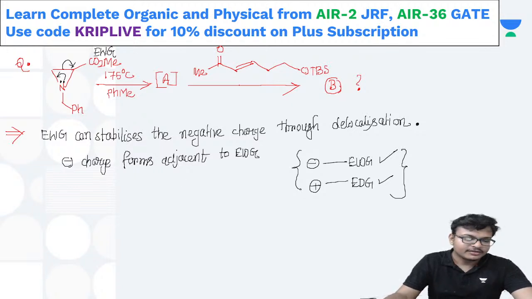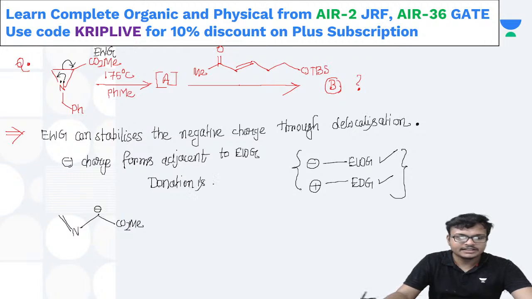Okay, great. So in this case scenario, an intermediate will be forming like this one: nitrogen, and here is the CO2Me, where this group will be having the negative charge. Now since nitrogen has donated the electron, and all of you know that donation is a positive work. So in this case scenario, who is donating? Nitrogen is donating, right? So nitrogen will be having the positive charge.